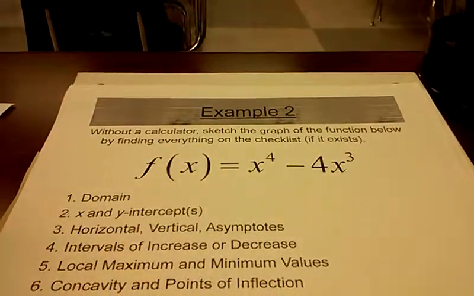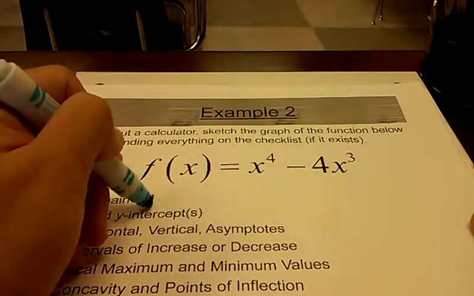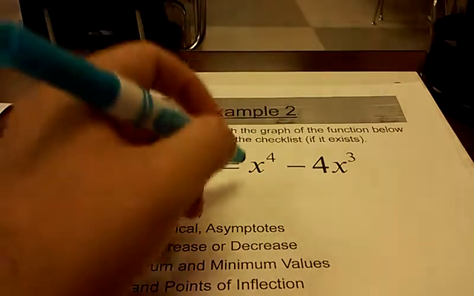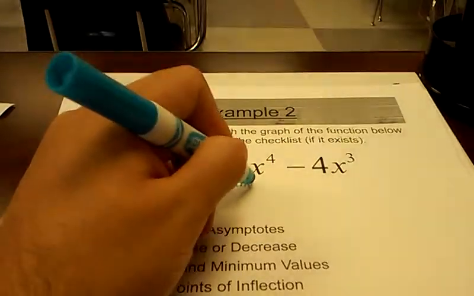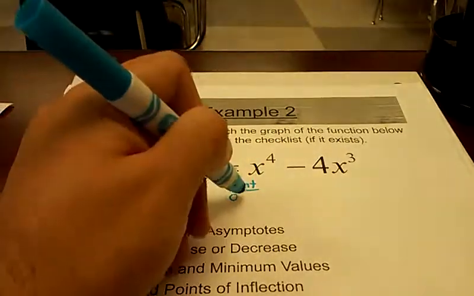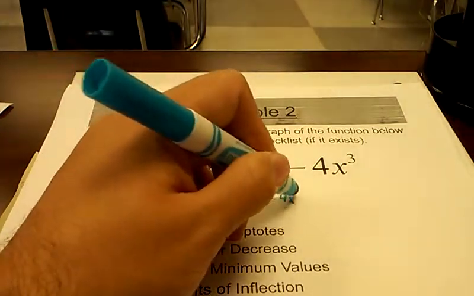So let's take a look at a function, x to the fourth minus 4x cubed. Well, first of all, I know this is a polynomial, so the domain is simply all real numbers. So that means the function is continuous on the domain. Now the x and y intercepts. To find the x-intercept, we set the y equal to 0, so f of x equal to 0, and we solve for x.